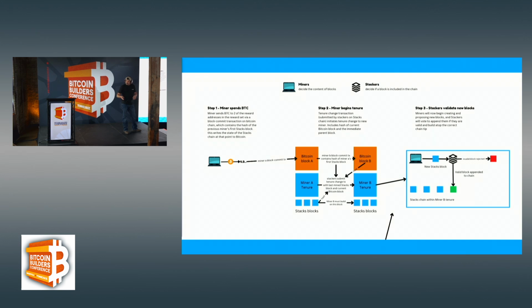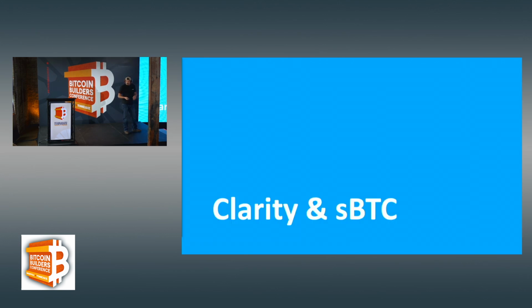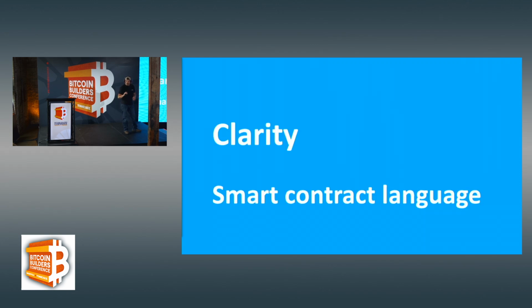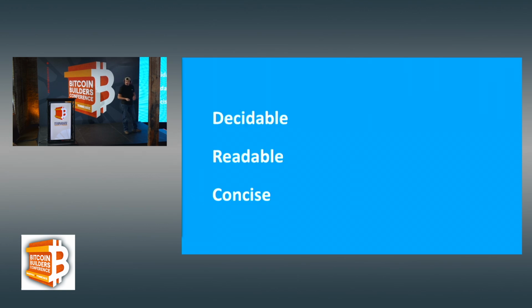I'm going to go over a couple more, touch on these a little bit, the other components of stacks. The first is Clarity, and Clarity is the smart contract language of stacks. There's a couple properties of Clarity that are a little bit unique. And the 3 main ones that I found are that it's decidable, readable, and concise. And so when we talk about decidable, what does that mean?